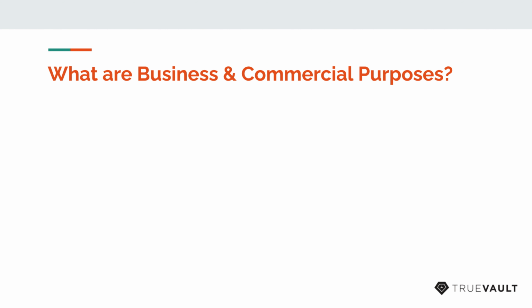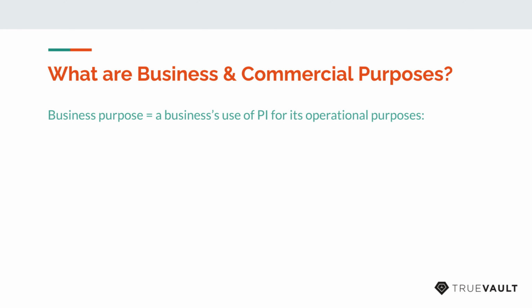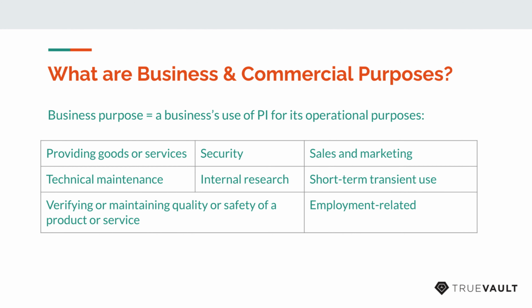A business is required to disclose the business purpose for which it collects personal information. A business purpose describes a business's use of personal information for its operational purposes. Here is a list of business purposes in the CCPA: providing goods or services, security, sales and marketing, technical maintenance, internal research, short-term transient use, verifying or maintaining quality or safety of a product or service, and employment-related purposes.